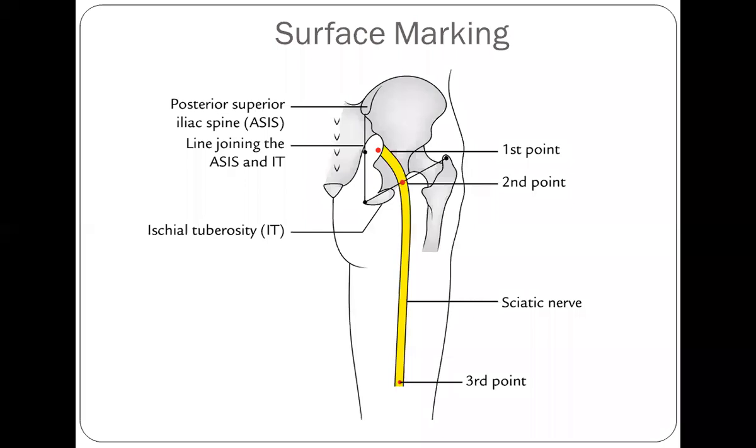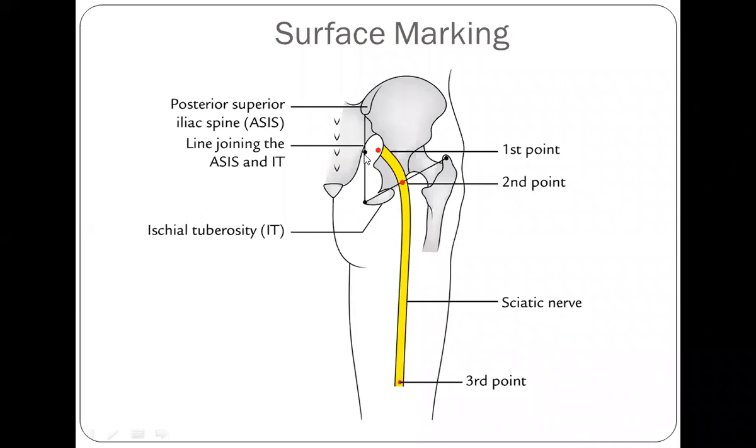So for marking the sciatic nerve on the skin, surface marking means whatever structure is there deep in the body, we will be learning how to mark the position of that structure on the skin superficially. For sciatic nerve surface marking, you need to feel the bony prominences, which are the ischial tuberosity and the posterior superior iliac spine. Here the labeling should be PSIS, posterior superior iliac spine, and ischial tuberosity. You have to draw a straight vertical line connecting the two.